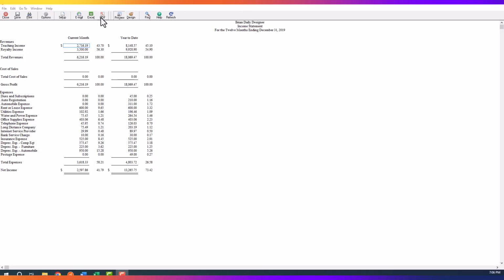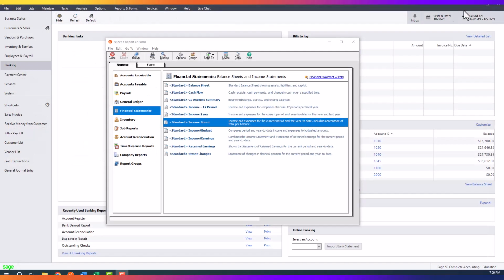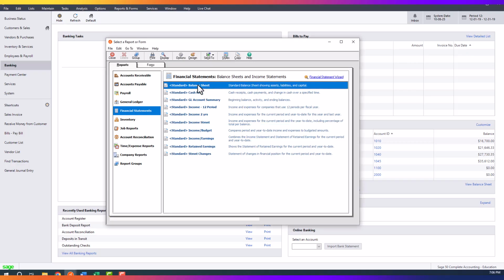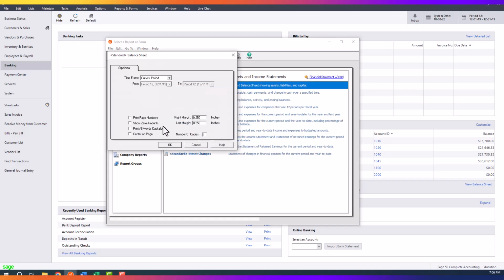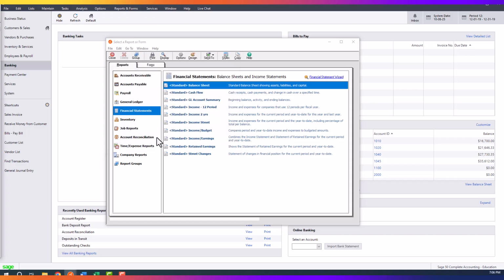So once you've done that, make sure to make a PDF of it, name it according to the instructions in the book and on Canvas, and save it in a location that's easy to find. And then also, I need another financial statement from you. I want your balance sheet. So let's go back to the report chooser in the financial statement group. I want the standard balance sheet. Make sure that it's not showing zero amounts and click OK.